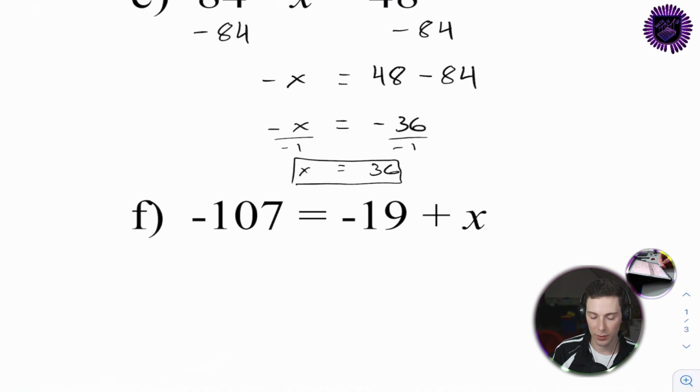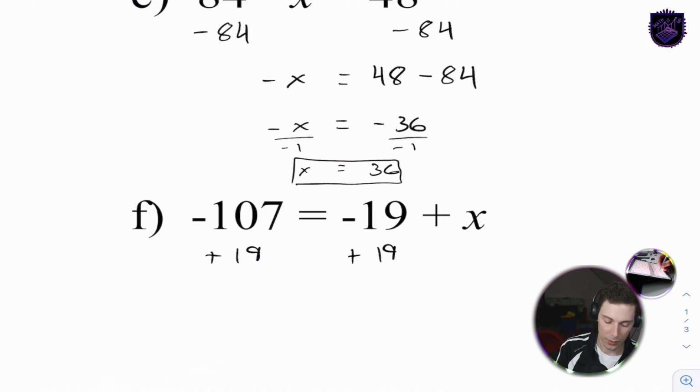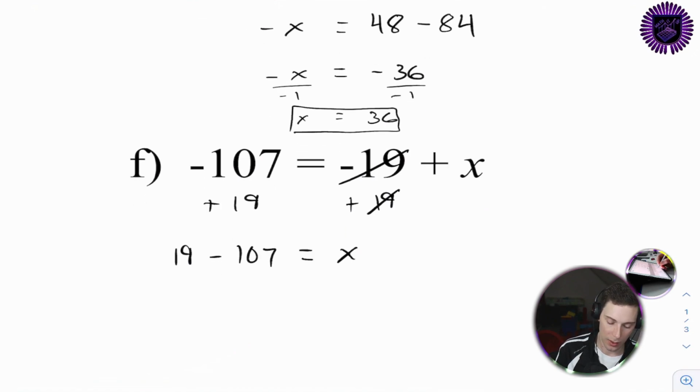Negative 107 is equal to negative 19 plus x. All right, other side of the bracket here, still the same type of problem. So we're going to add 19 to both sides, same steps. So 19 minus 107 is equal to x. These will cancel out, of course. So x will be equal to negative 88.